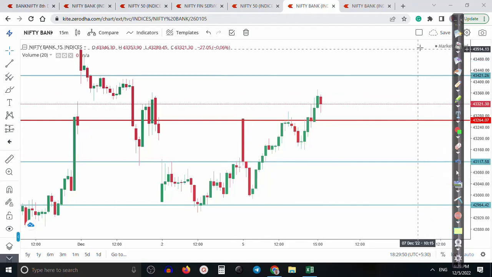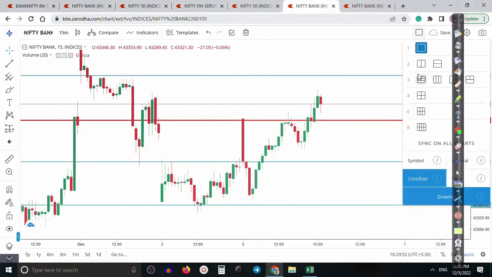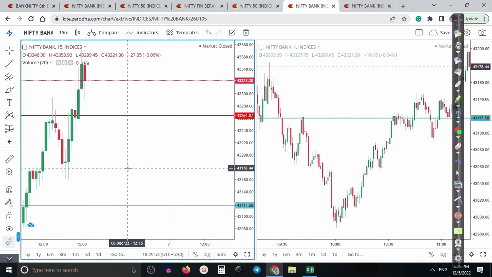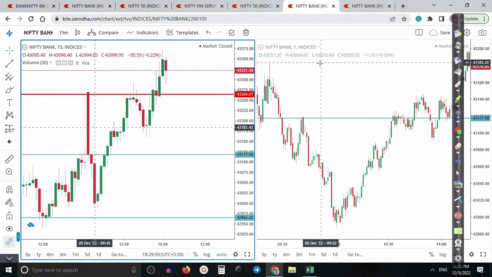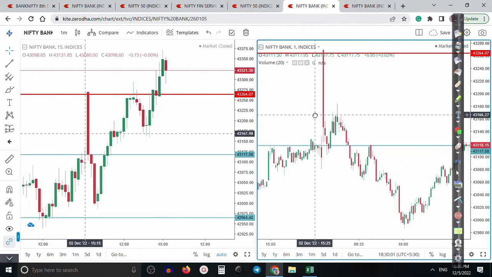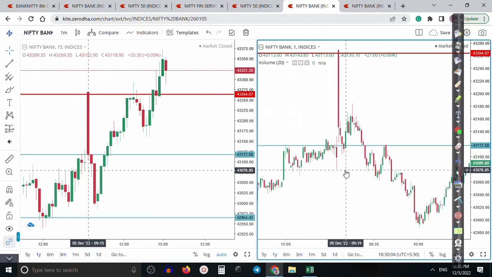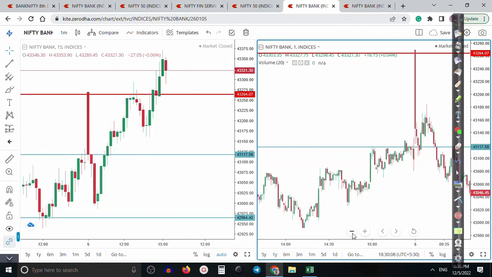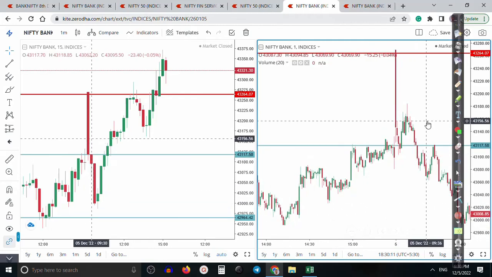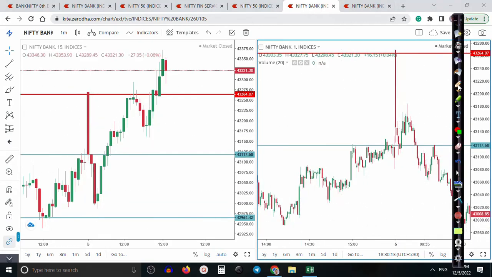So let me show you why I bought call option and put option somewhere here. Here I can see this is a 15-minute chart, and on the right hand side this is a 1-minute chart. So let me show you here. Let me make it a little bigger. Okay, now here I can see once price opened with a gap up and pulled back, and price went a little bit, and again price broke this supporting line.